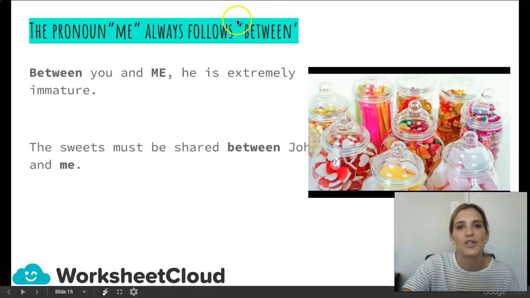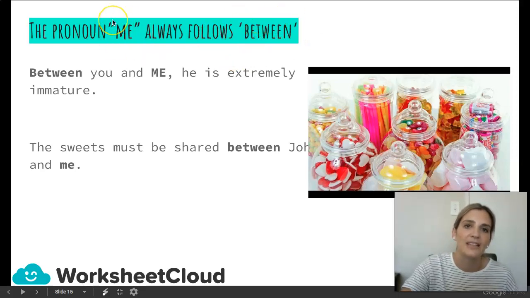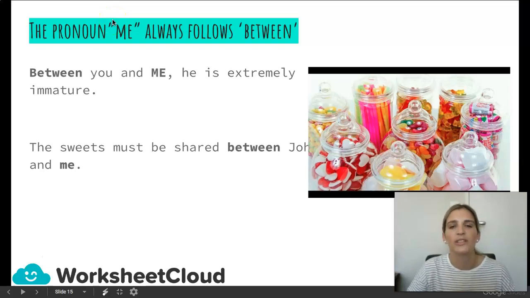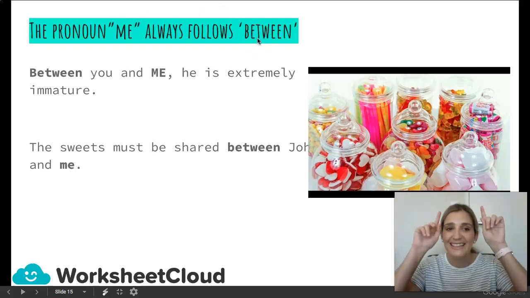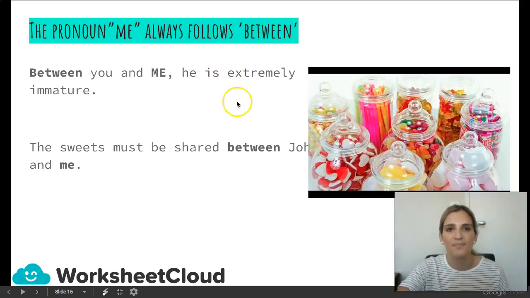Now, when you see between, then the pronoun me is always used. It will never ever be I. That is just a rule. So when you see between, your mind must go ding, ding, ding, ding. It's me. In a test or exam, they will give you the wrong sentence and you must correct it. So between you and me, he is extremely immature. In the test, the sentence will read, between you and I, he is extremely immature. Then the next one, the sweets must be shared between John and me. That is correct. The rule is the pronoun me always follows between. I hope I taught you something new.